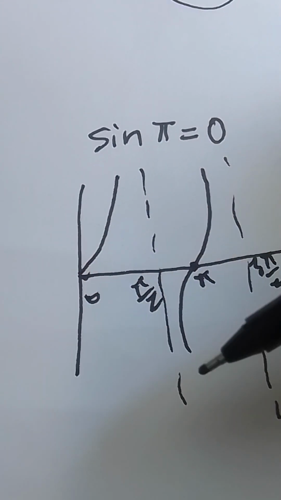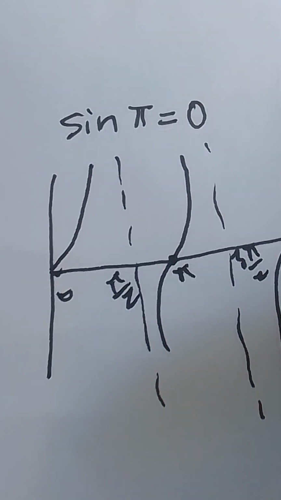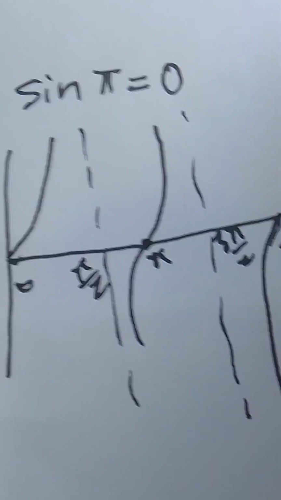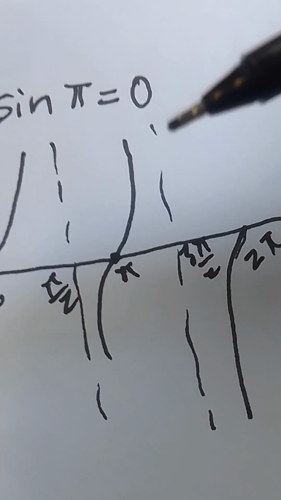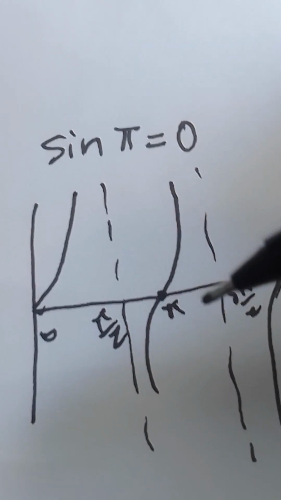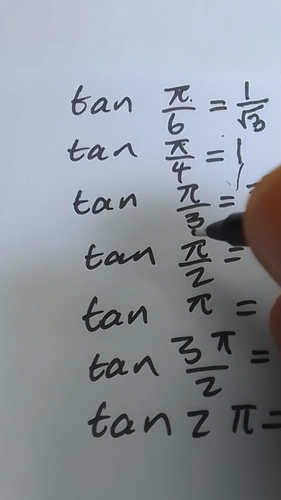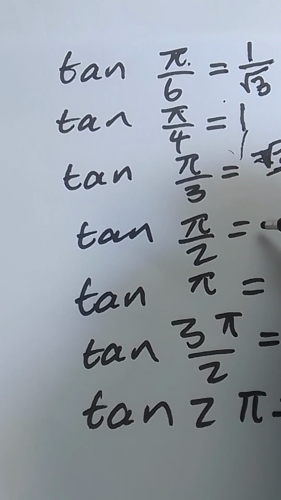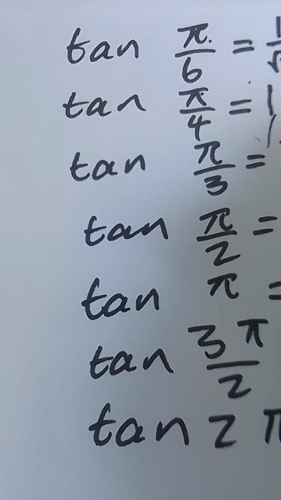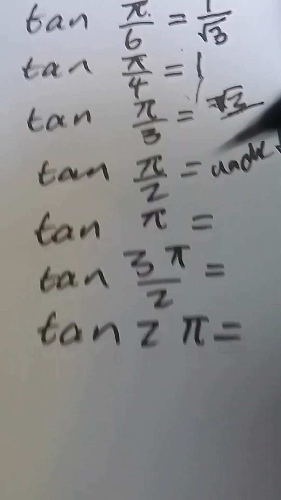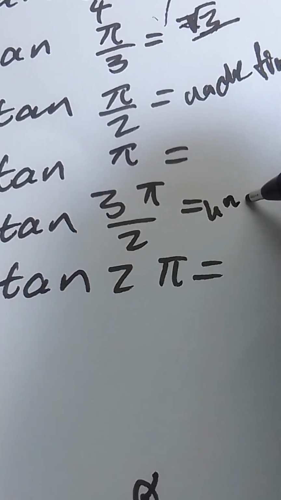Okay, now you know that at pi by 2, 3 pi by 2, they're asymptotes, right? If you know how to draw the graph, you will know that at pi by 2 and 3 pi by 2 there are asymptotes. You can imagine it. You don't need to always draw it. You can imagine the graph and know there's an asymptote there. So we know that at pi by 2 there's an asymptote, which means it's undefined here. And 3 pi by 2 undefined.